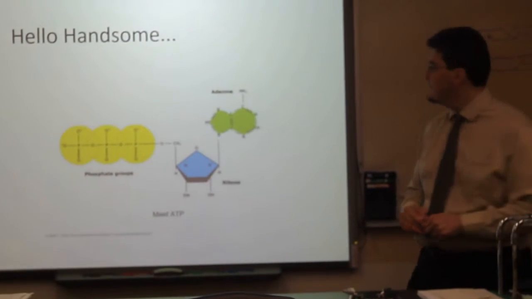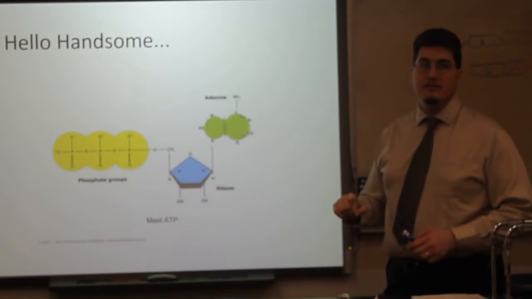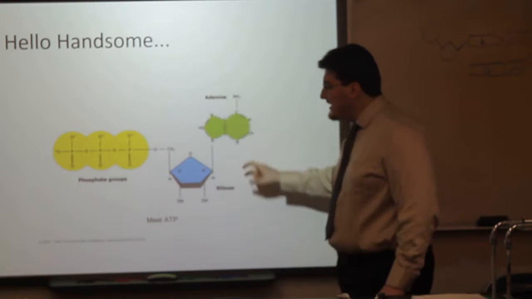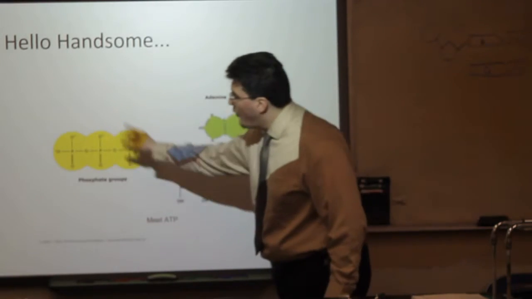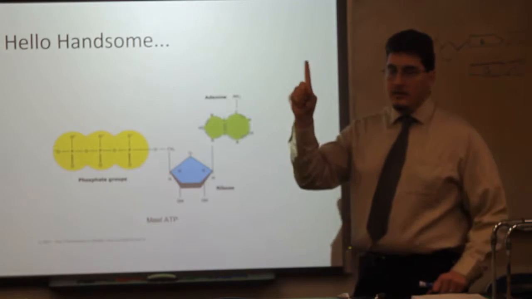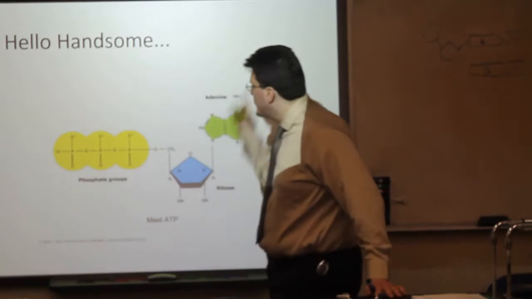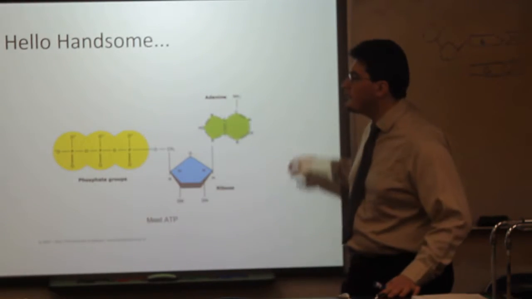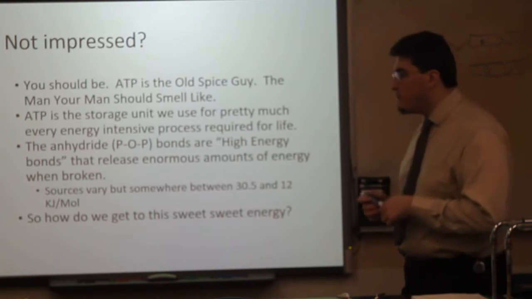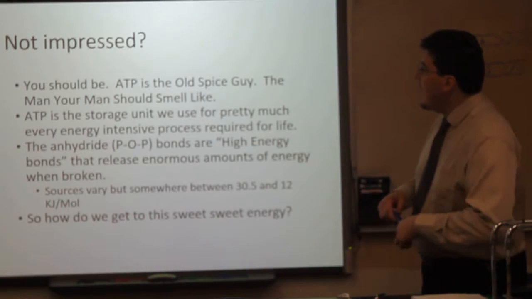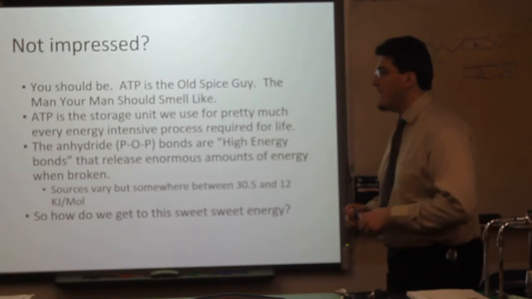ATP, my good friend. So, ATP is adenosine triphosphate. Adenosine, adenine plus ribose. Triphosphate, 1, 2, 3, tri. Mono, di, tri. Phosphate groups. So there are 3 phosphate groups and adenosine, adenine plus ribose. ATP is effectively the most important molecule you're going to be dealing with. ATP is the storage unit we use for pretty much every energy-intensive process required for life.